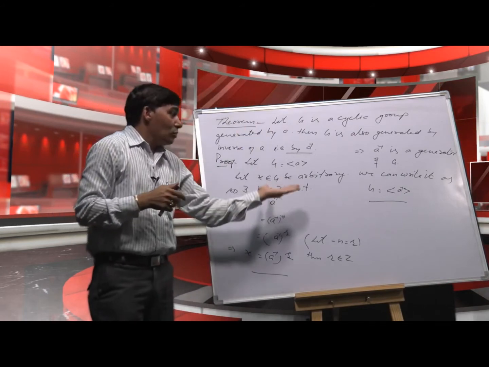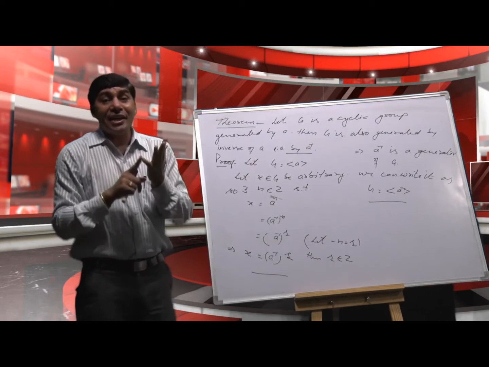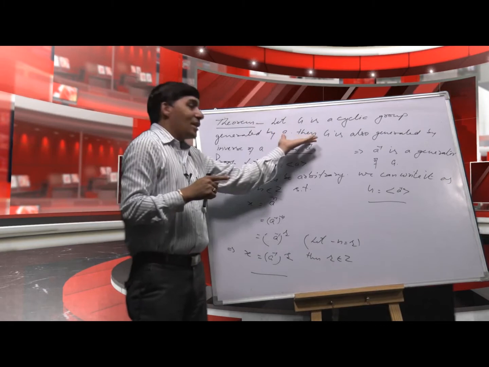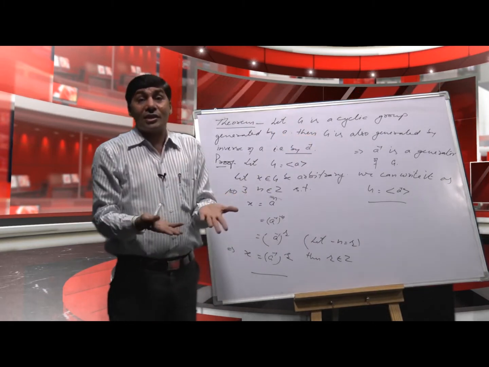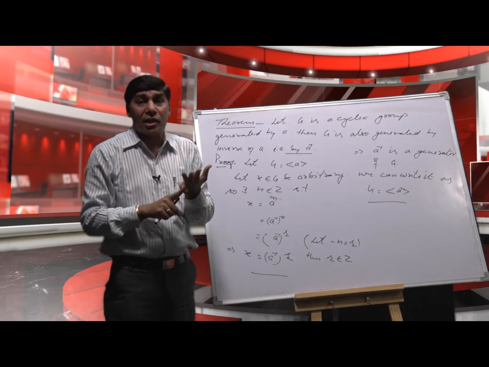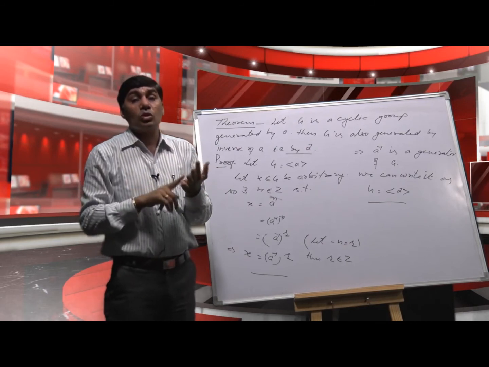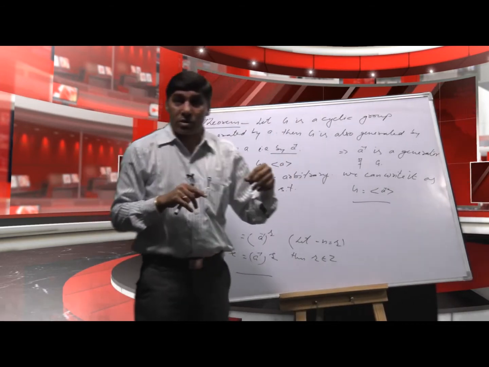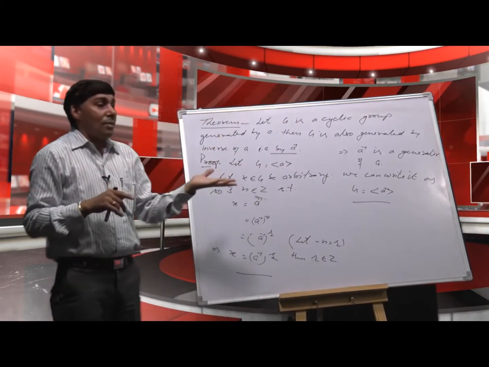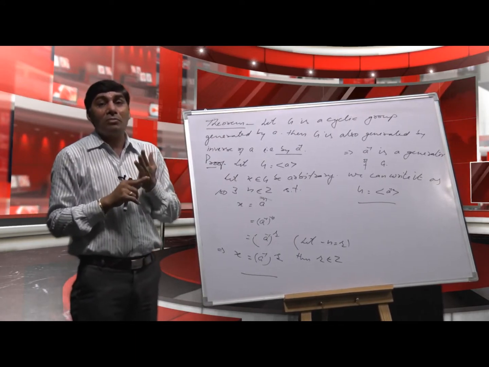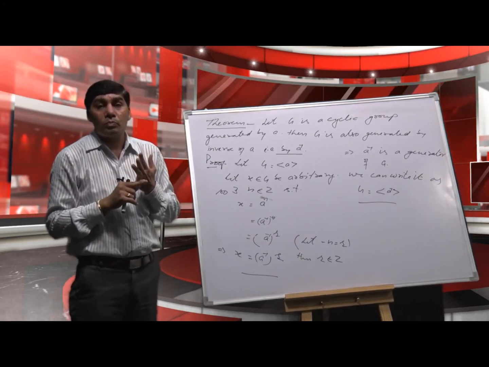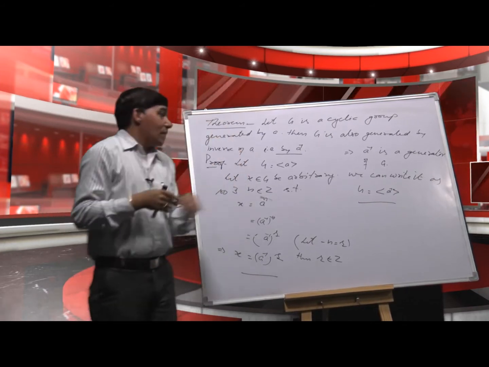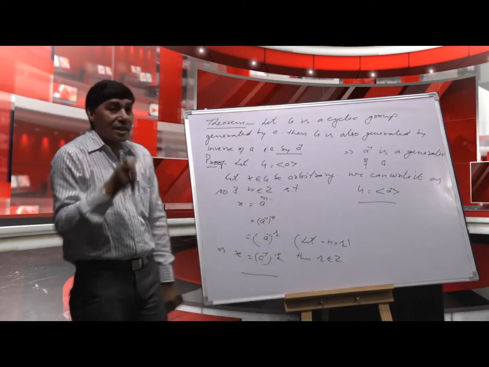So we conclude from this theorem that any cyclic group has a minimum of 2 generators. If there is a generator a, then a inverse is also a generator. This question may be asked in competitive exams: how many minimum generators may a group have? So minimum 2. So students, next we will discuss the next result.